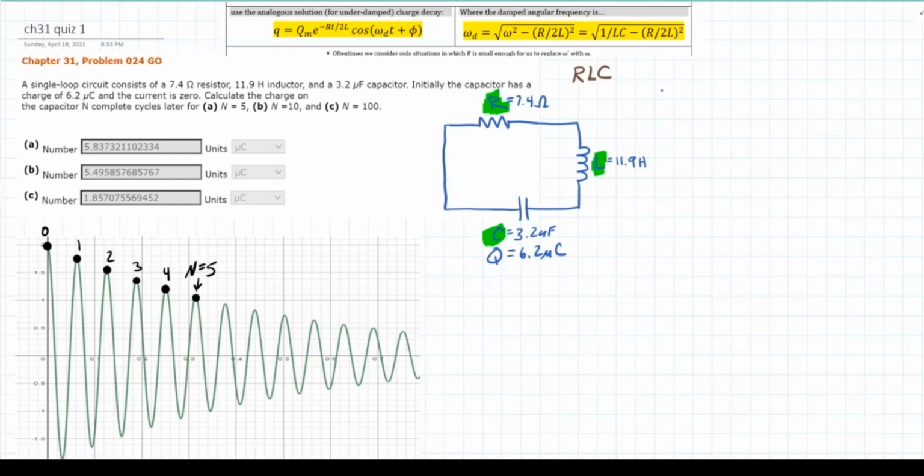I'm going to write down the charge at some time is equal to, and I'm just copying that, the initial charge, Q sub m, which is called charge amplitude, or the initial charge, times e to the minus Rt over 2L, times cosine of omega d times t plus phi.